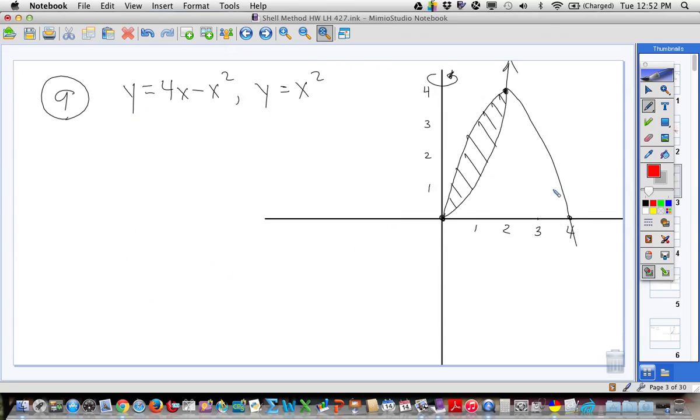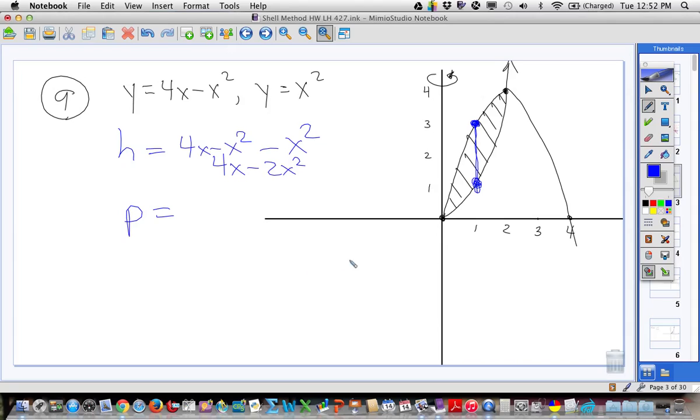Okay, what about this one? What way is the strip going? It's got to be vertical, right? If you're going to do the shell method. Now, you were supposed to do shell method, so you probably never thought of doing anything different. That's fine. So h is going to be that strip. It'd be this one, which is the 4x minus x squared parabola, minus this one, which is the x squared parabola. Okay, which would be 4x minus 2x squared if you want to simplify.